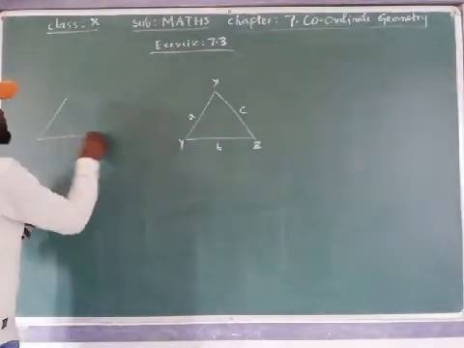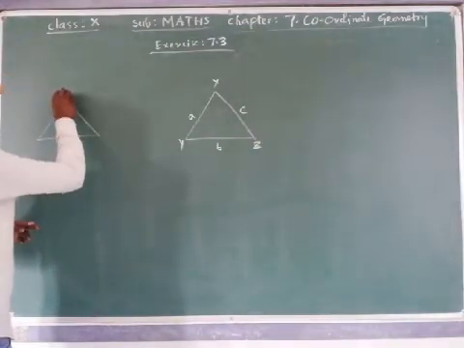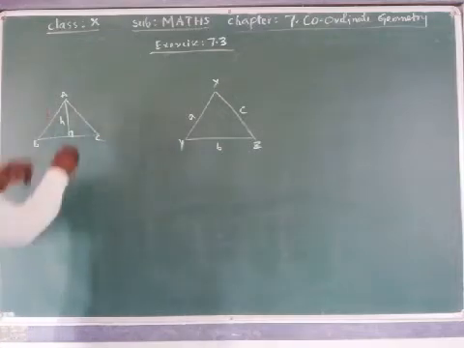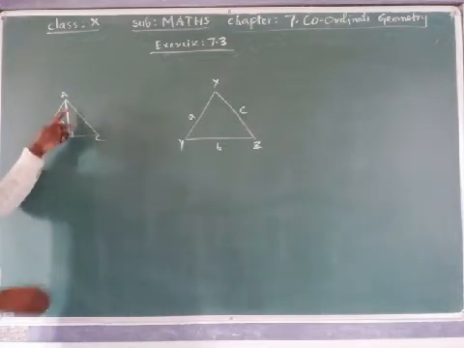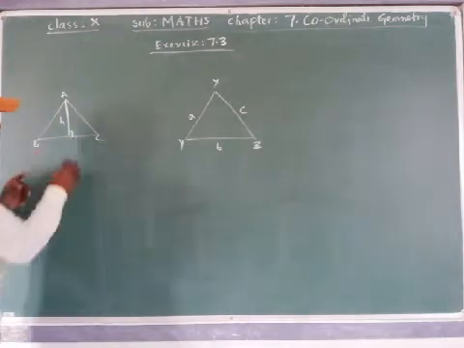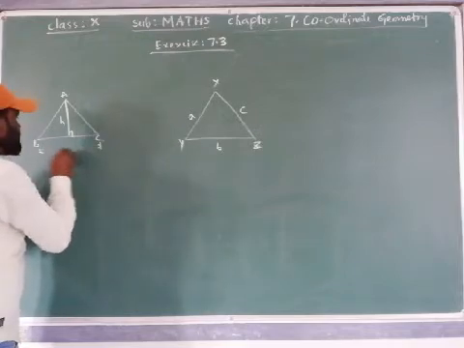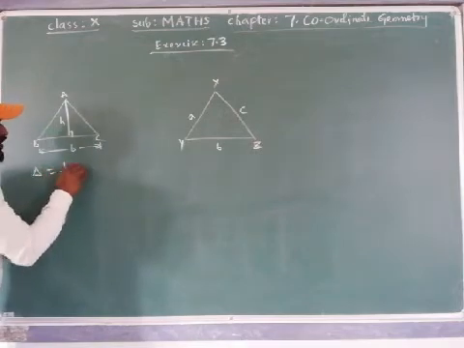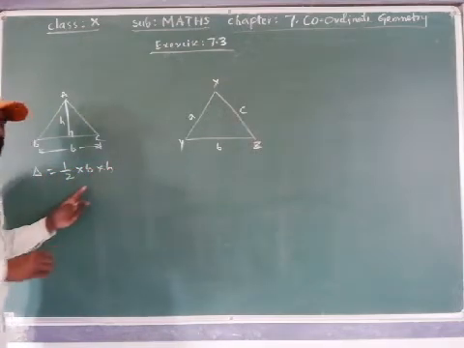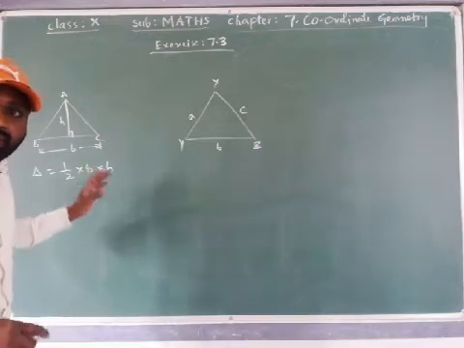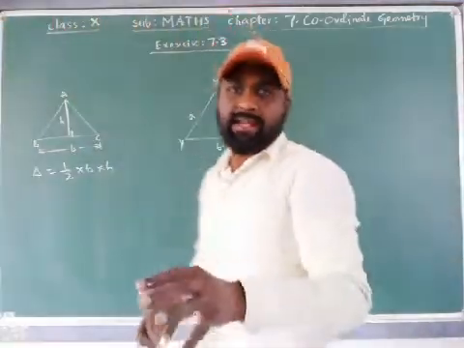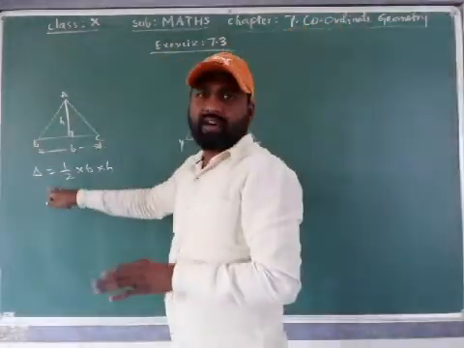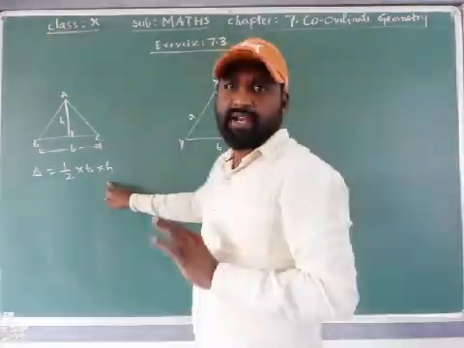One triangle is this. In triangle ABC, if you know this is the height, that means the perpendicular distance from the vertex to the opposite side, and you know BC as the base, we will use the formula area of triangle equals half into base into height. This we use for any type of triangle if you know the base and height.